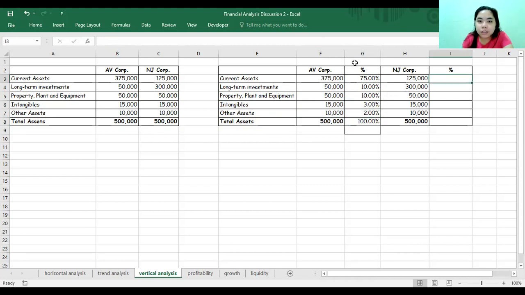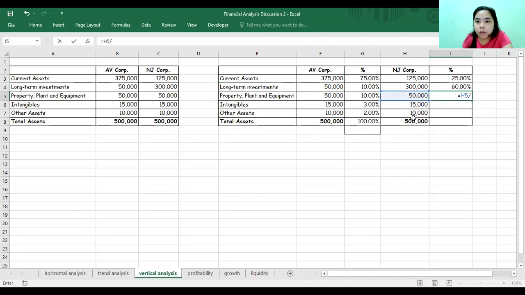So that's vertical analysis. Our analysis is getting better. So we have NJ Corporation, they have the same total assets, but they have different amounts for each component. So we have to compare.